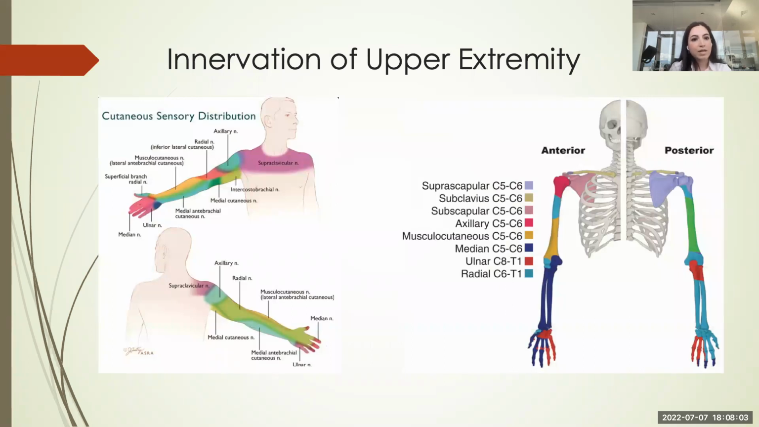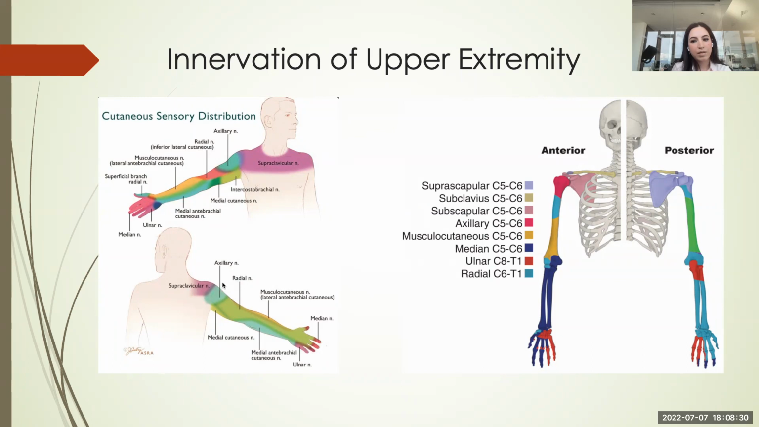So on the left-hand side of the screen, there's an image of the cutaneous sensory distribution of the upper limb, and the osteotomes on the right-hand side of the screen. As we all know, the innervation of the upper limb is predominantly from the brachial plexus. The cervical plexus does innervate the skin that overlies part of the shoulder, and you can see that in the purple color here labeled supraclavicular nerve.